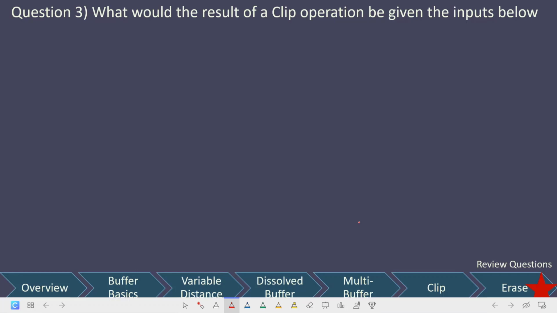And the idea of clip subsetting to a clipped feature, and erase removing the erased feature.